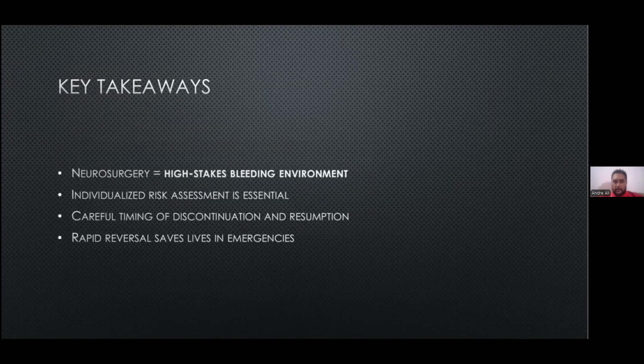Some key takeaways. We need to remember that neurosurgery is a high-stakes bleeding environment. We need to individualize our risk assessment for each patient, depending on what they came to us for and why they are on any anticoagulation. We need to carefully time any discontinuation and resumption of the patient's anticoagulation. And you must remember that in emergency settings, for any anticoagulated patient, once it's indicated, we need to do rapid reversal.